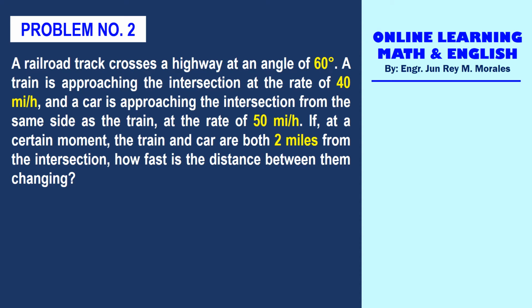Problem number 2. A railroad track crosses a highway at an angle of 60 degrees. A train is approaching the intersection at the rate of 40 miles per hour. And a car is approaching the intersection from the same side as the train at the rate of 50 miles per hour. If, at a certain moment, the train and car are both 2 miles from the intersection, how fast is the distance between them changing?